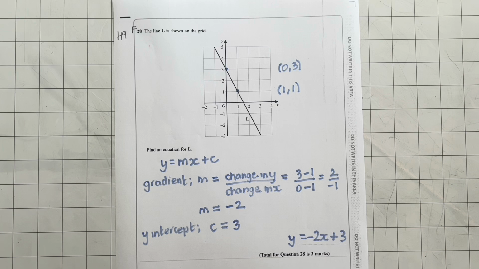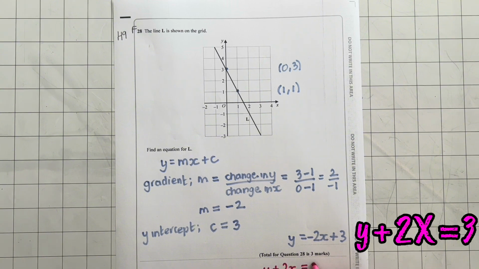This is a 3-mark question. If you get the answer y equals -2x plus 3, you would get all 3 marks. You will still get the 3 marks if you'd found the equation to be y add 2x equals 3.